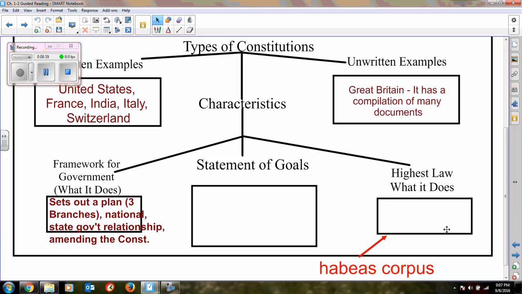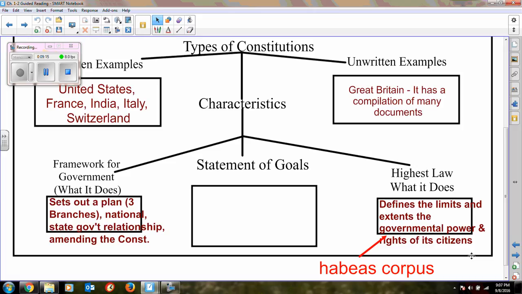Because it's the highest law, it states the limits and extents of the government's power and the rights of a citizen. You'll see an example here of habeas corpus. Habeas corpus is the rule that the government cannot hold you without charging you. So, for example, if the government decides to arrest Mr. Rang for whatever reason, they can only hold him for 48 hours without charging him with a crime.